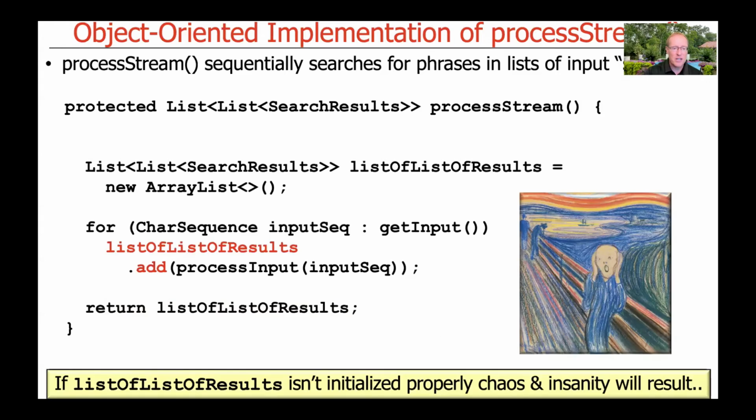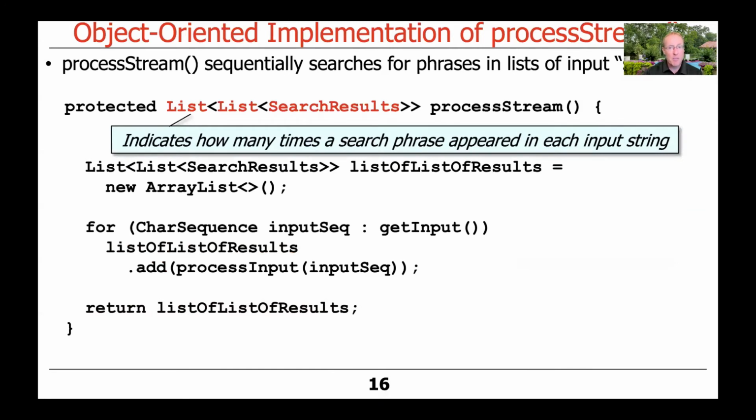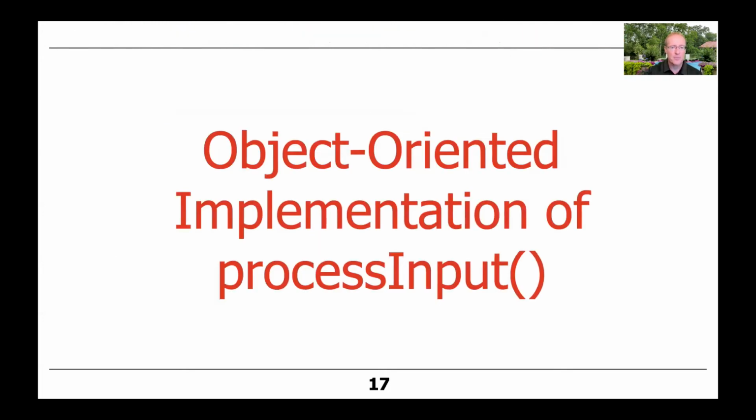Notice also, I should mention here, this has got the dreaded accumulator anti-pattern. It's sequential. It's inherently sequential. We are stuck with sequentiality here unless we do a lot of surgery to the code. So what we get back will be a list of search results that indicate how many times each search phrase appeared in each of the input strings.